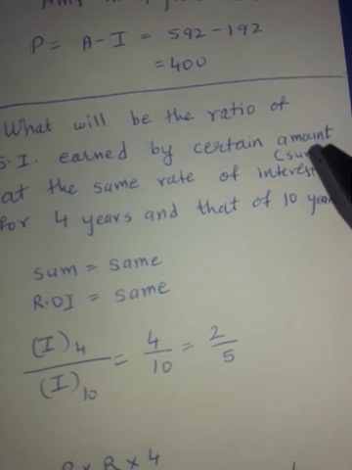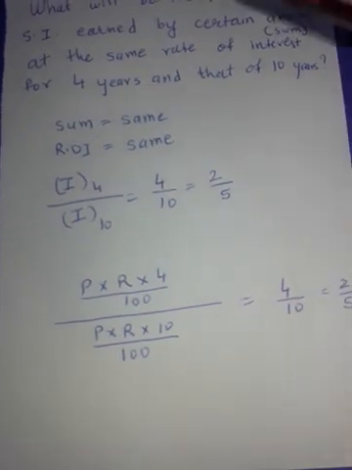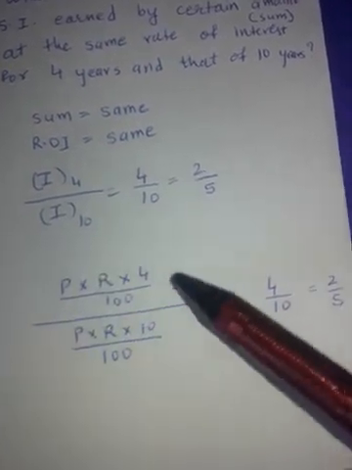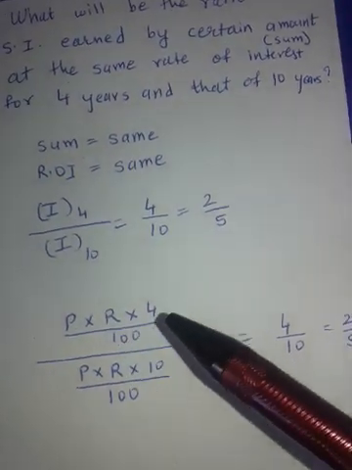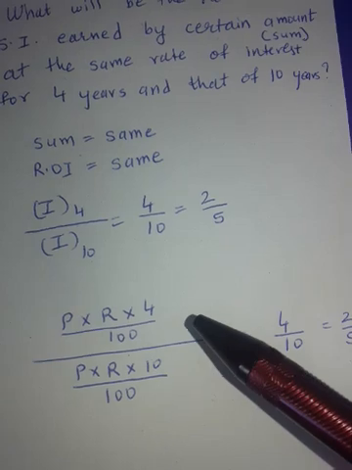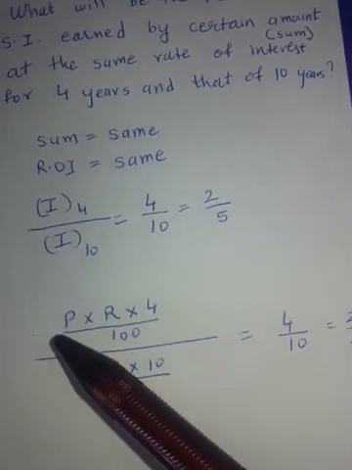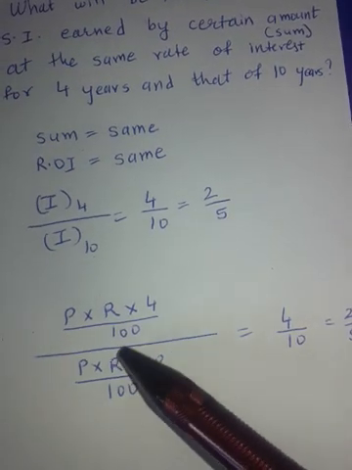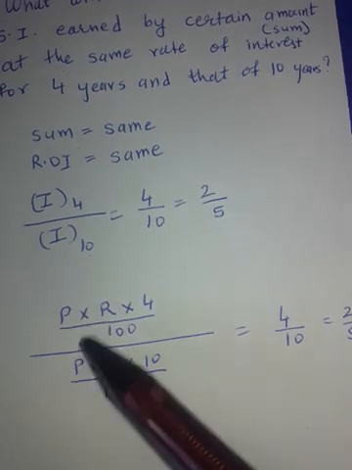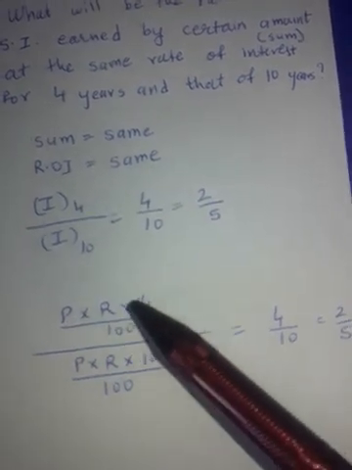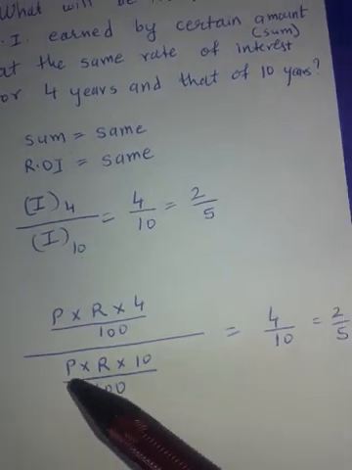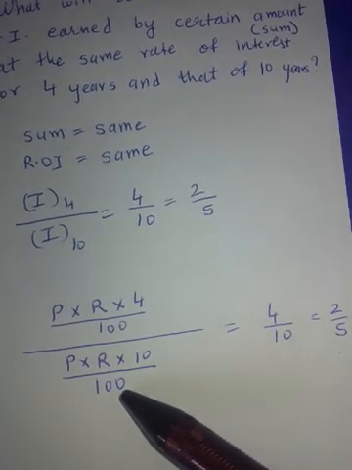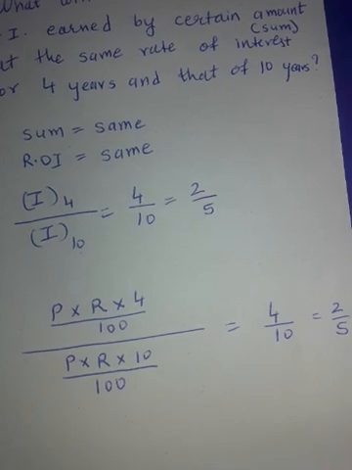So how can we find it? Look here. This is also oral. I am going to show you the procedure and then you will understand how oral it is. We know the formula PRT upon 100, correct? So for 4 years it will be, principal is same, rate is also same, so I am going to assume it as P and R. P into R into 4 upon 100. This will be interest for 4 years. P into R into 10 upon 100. This will be interest for 10 years.